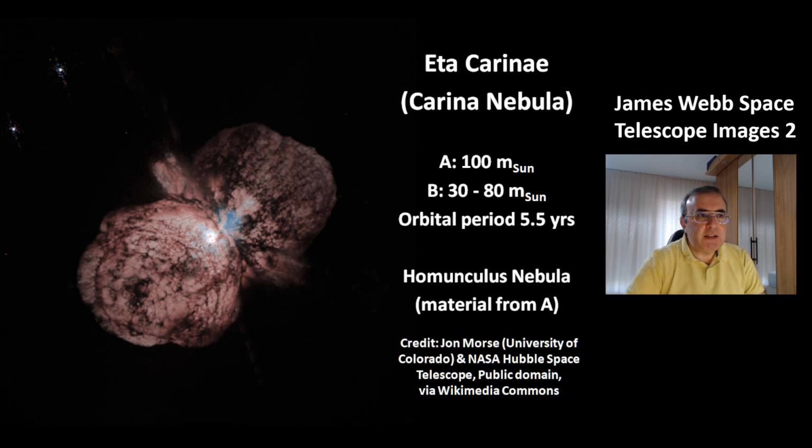This is a picture of a double star system, Eta Carinae, with two giant stars. Star A has a mass of 100 sun masses, and star B 30 to 80 sun masses. They orbit each other every 5.5 years. And the ejections from the bigger star Eta Carinae A have created this nebula, which is called Homunculus Nebula. And this is material for future generations of stars.